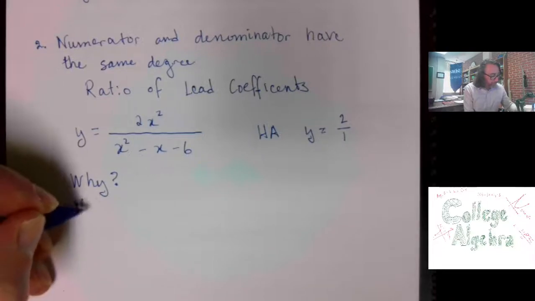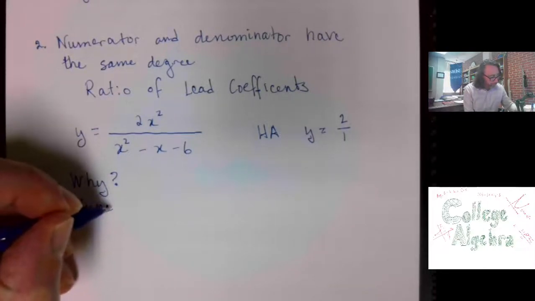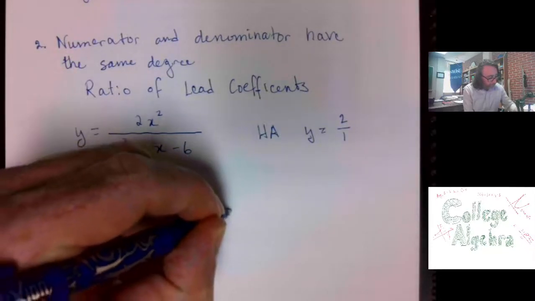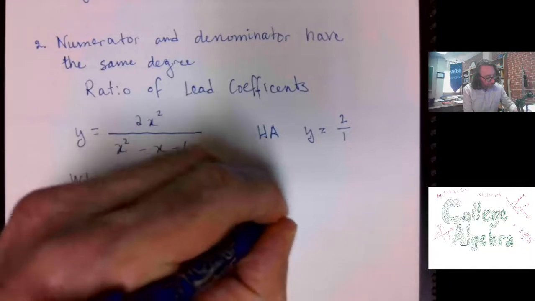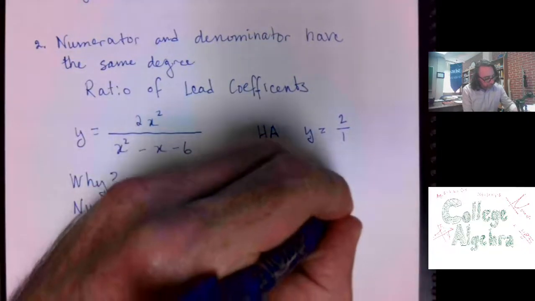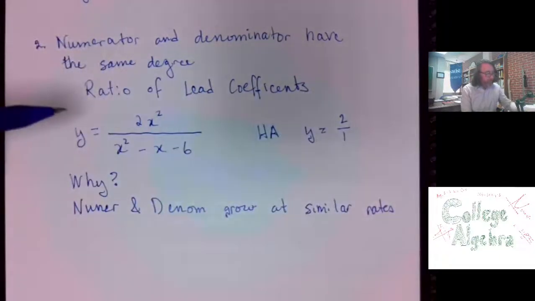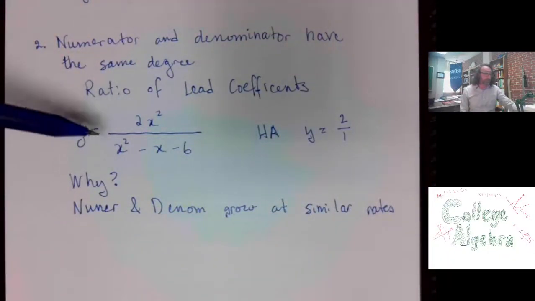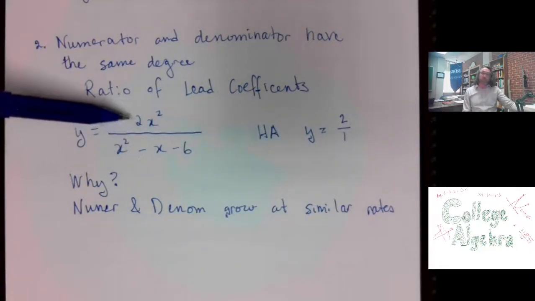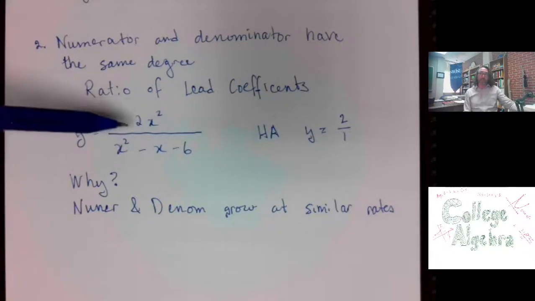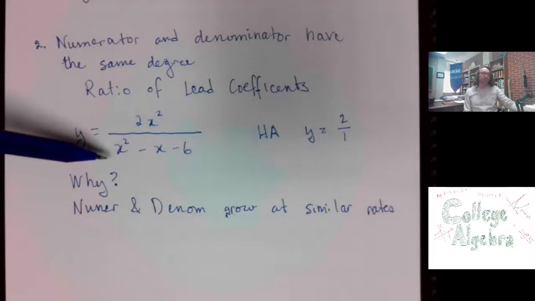So the numerator and denominator grow at similar rates. So let's say I take a big x value once again. Let's say x equals 1,000. Okay, well my numerator is 2 million. Because I take 1,000 squared, I get 1 million. So my numerator would be 2 million. My denominator would be about 1,000,000.